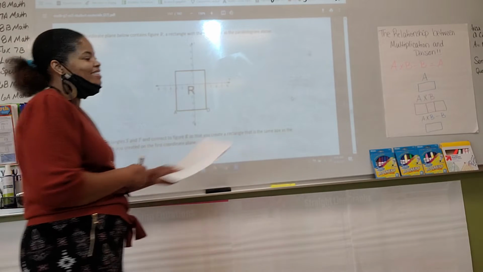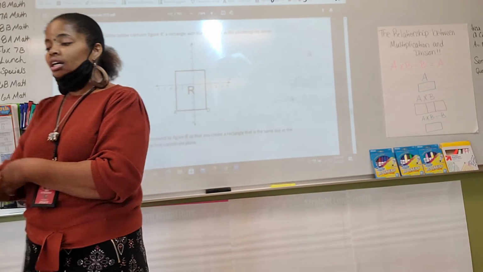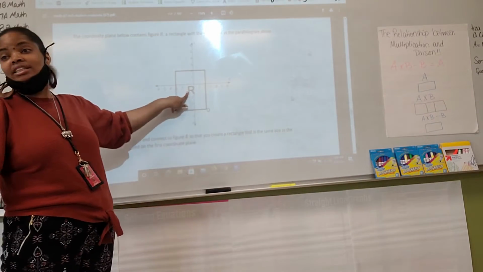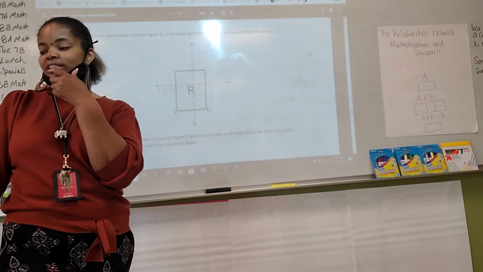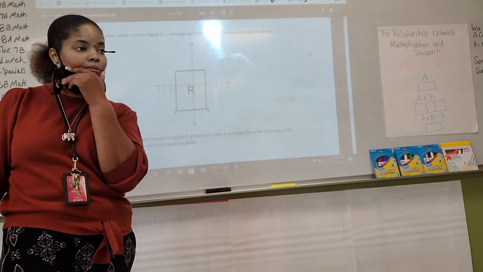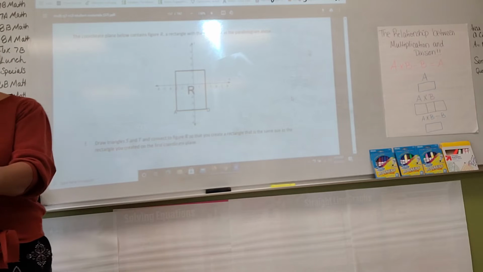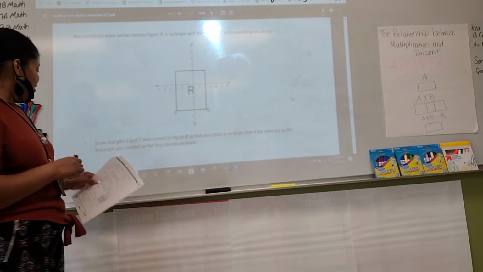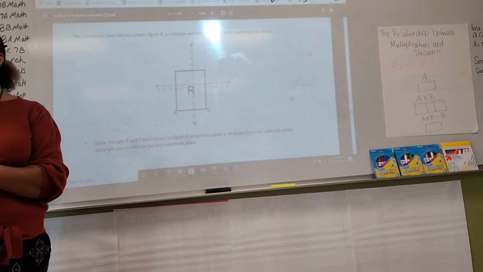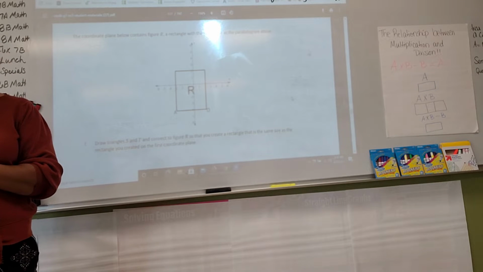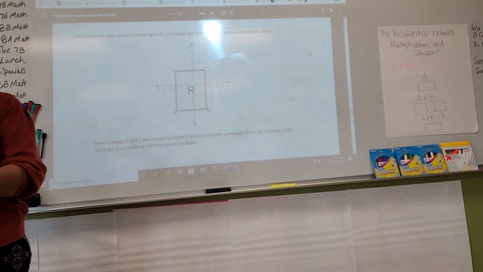All right. So let's look. It says the coordinate plane below contains figure R. We can see that. This coordinate plane has R in it. A rectangle with the same base as the parallelogram above. Okay. Let's look and see what it's telling us to do. It says, draw triangles S and T and connect it to R so that you create a rectangle that has the same size as the rectangle you created on the first two coordinates.